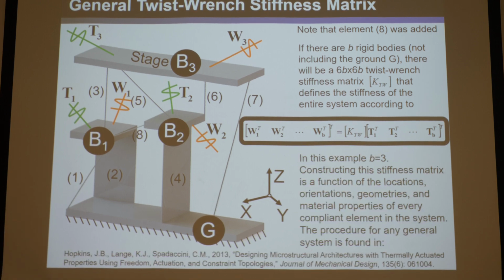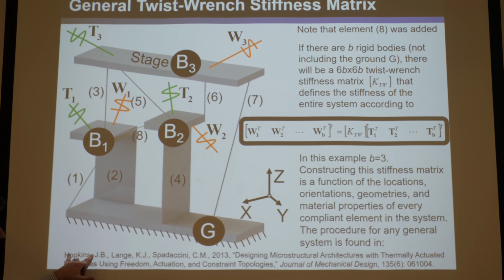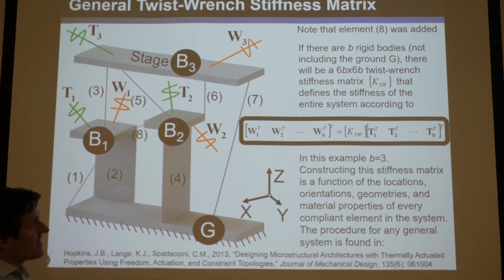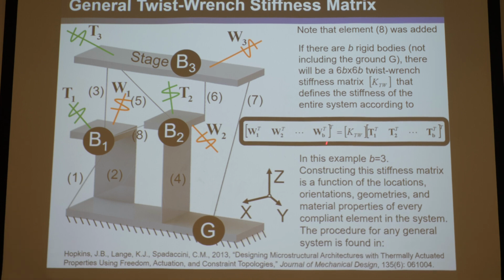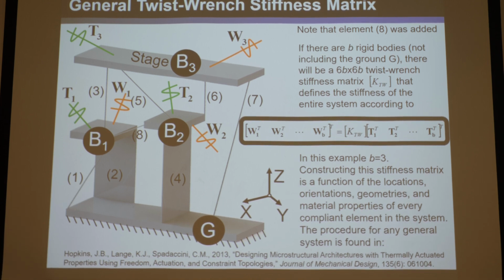And it does exist, obviously. You can look at this paper I published back in 2013 that tells you for any general system how to construct this stiffness matrix. I've also coded a MATLAB script where you describe how many elements there are, where they're located, what bodies they join, and their geometry, material properties, locations, orientations, and all the things it needs. And then it just constructs this matrix for you.